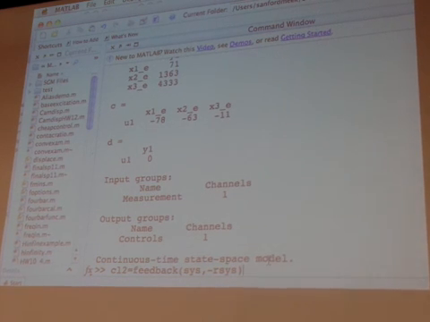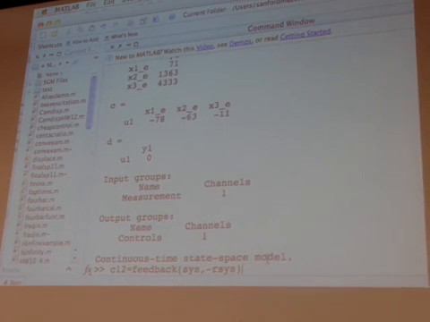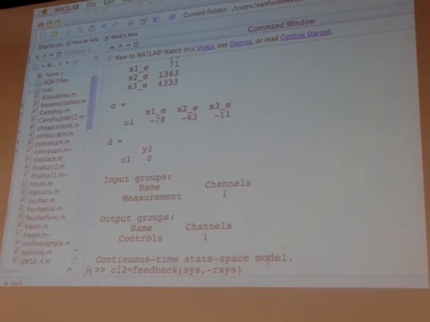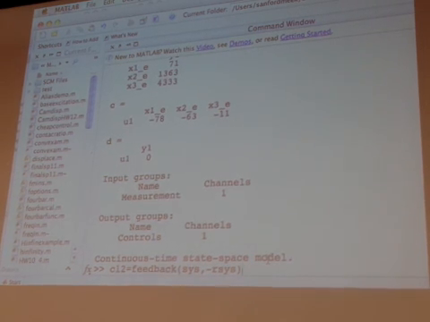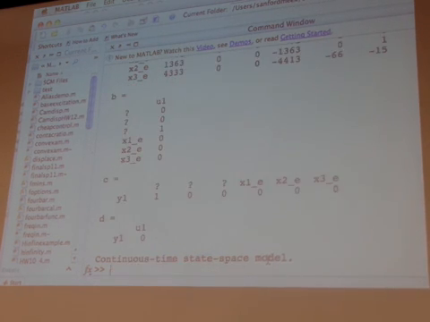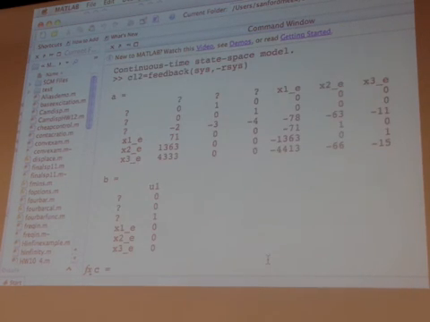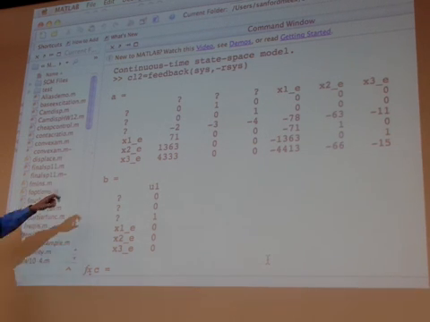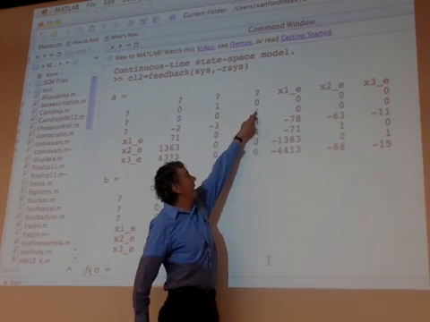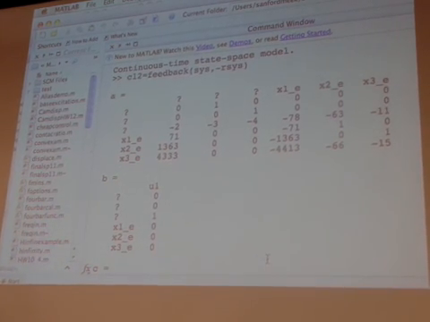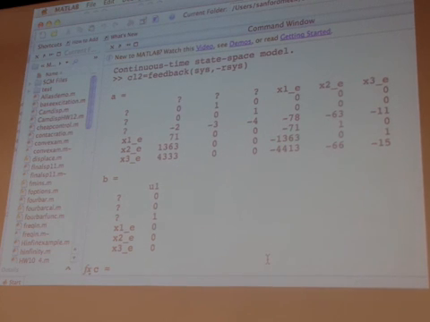What order is this going to be? You wild guess? 6. Because I have the plant, which is third order, and the observer, which is third order. So now it's a 6th-order system. Look at this. What's that part? That 3 by 3 up there. It's the original A matrix.